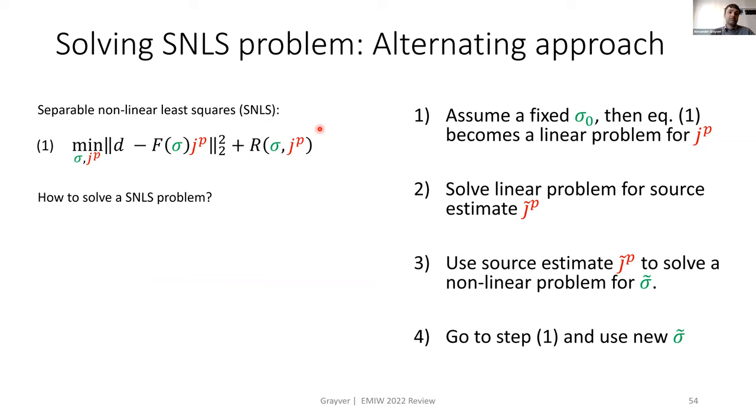So you just solve a linear least squares problem. You determine JP. This is step two. And then you use this estimated JP to update your conductivity model, to go from sigma zero to some sigma tilde here. And then you use this updated conductivity to go back to step one again and again determine the source. And so this alternating approach should in theory lead you to optimal conductivity and source currents, at least optimal in a least squares sense.